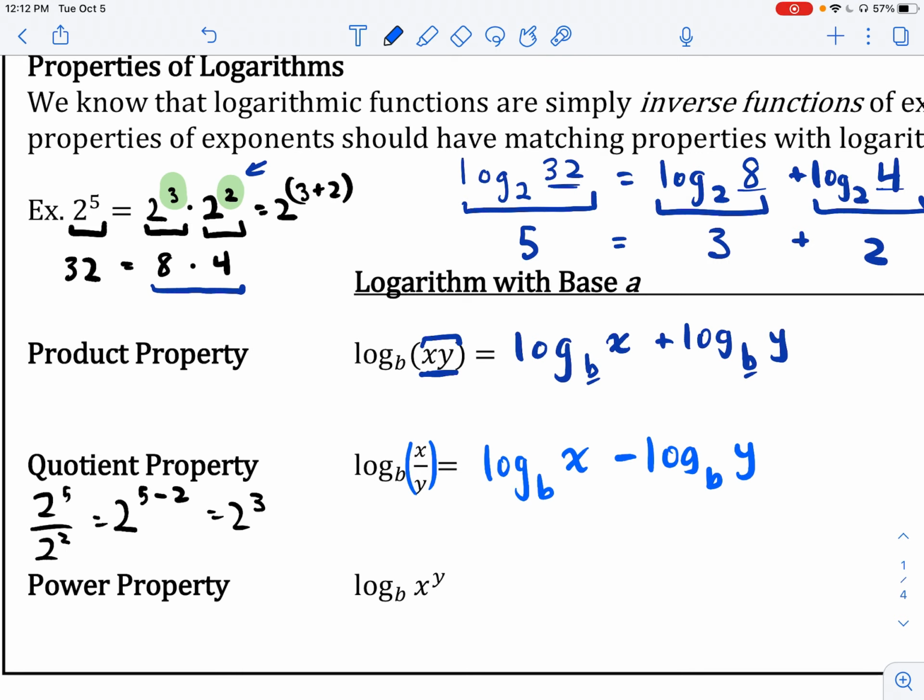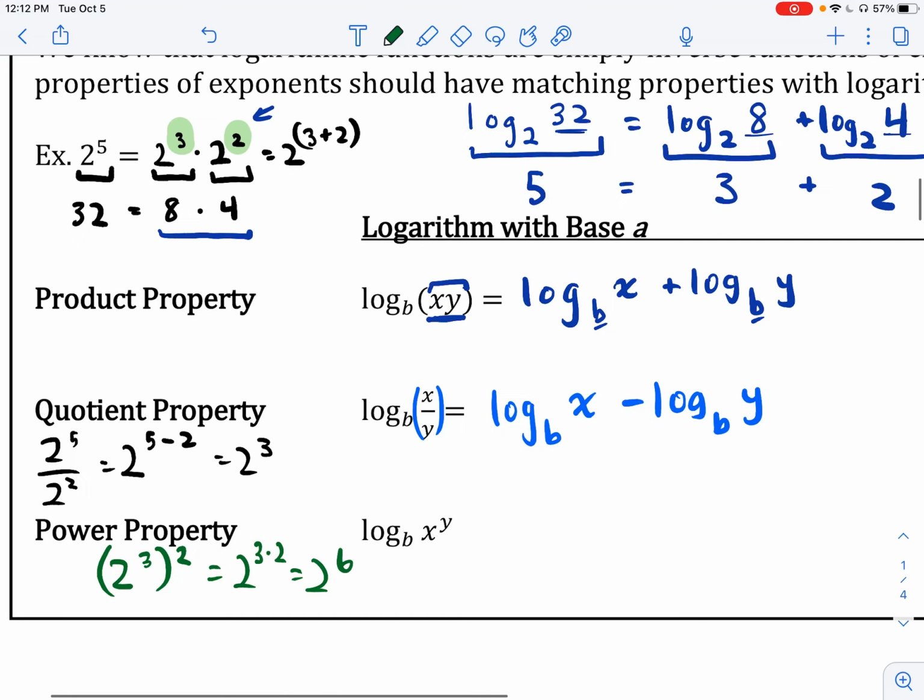Okay? And what about the power property? What does the power property say? Well, the power property says something along the lines of if you have something like 2 cubed and you square all of that, well, we know that that is 2 to the 6th. What do we do here? That's equivalent to 3 times 2, which is equal to 2 to the 6th. Well, what would this be in logarithmic form?